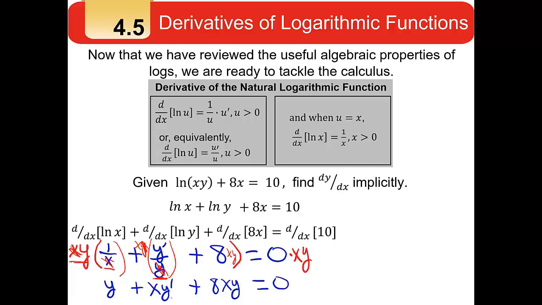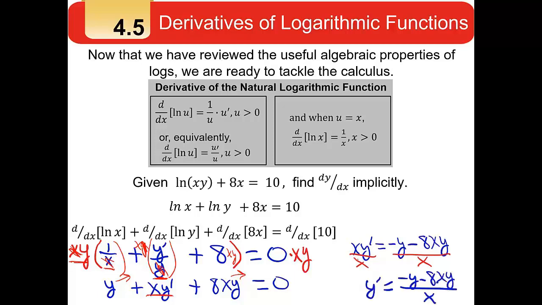Now I want to solve for y prime, so I want to move everything that doesn't have a y prime in it to the other side. Then I want to divide by x, so I get y prime by itself. If you divide both sides by x, you end up with y prime equals a fraction. The numerator is minus y minus 8xy, and the denominator is x. It's not so bad if you understand the basics and you don't forget the things you learned earlier, and you can follow them forward.